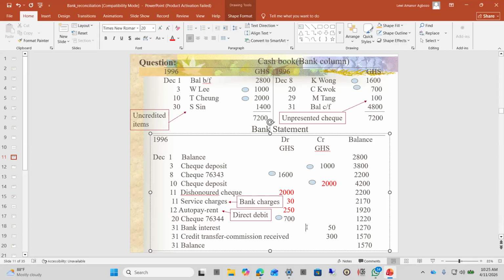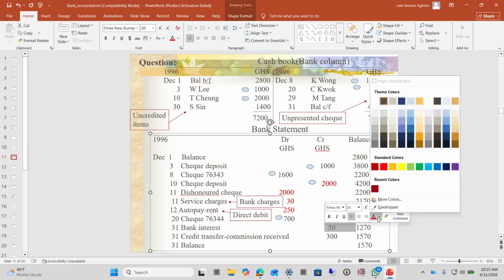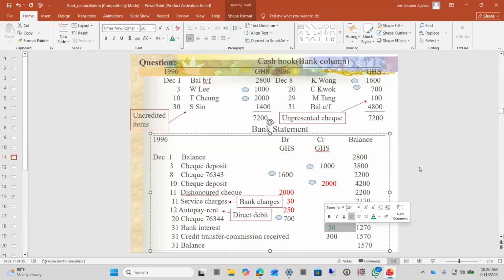We received some interest of 50 cedis on the credit side of our account. Okay? But when you come to our account, there is no 50 cedis interest received. So it means that at the time the bank was crediting our account with the 50 interest, we were not aware. It is to our favor, but we were not aware.